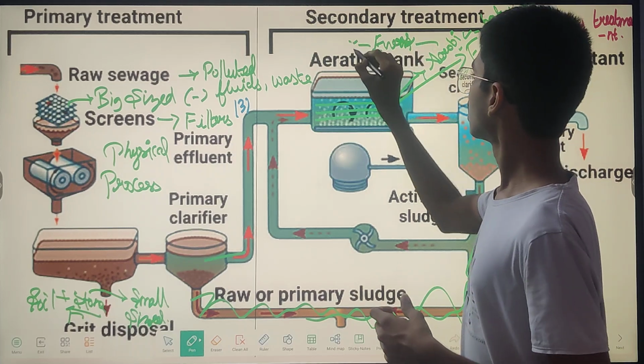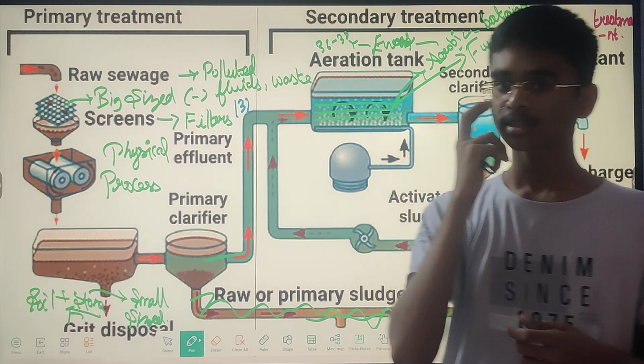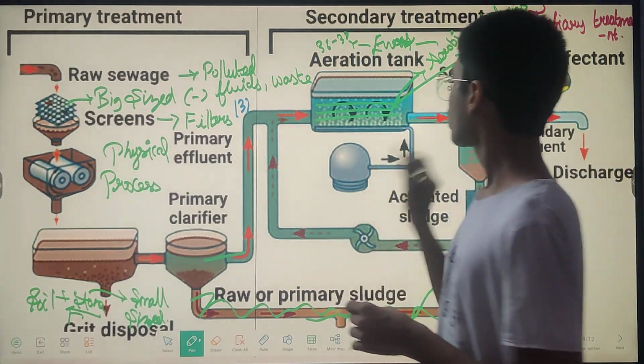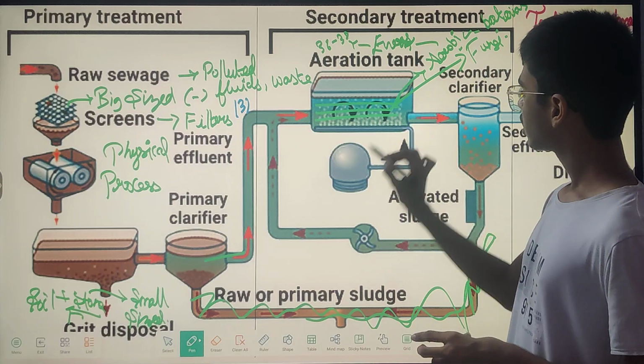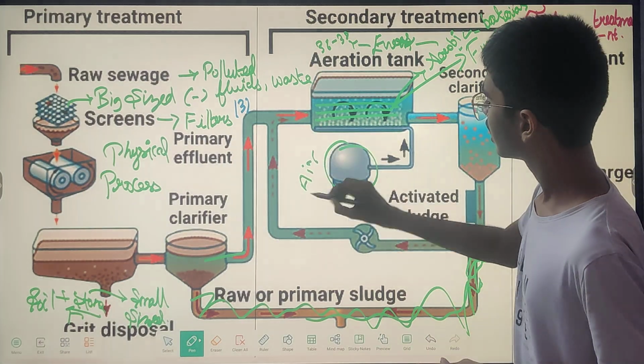How much for humans? It is 36 to 38. Generally, aerobic plant is 36 to 38 only. Anaerobic plant is different. Okay, like that only will be. So here you have to provide oxygen now. So this is what is known as an air pump.